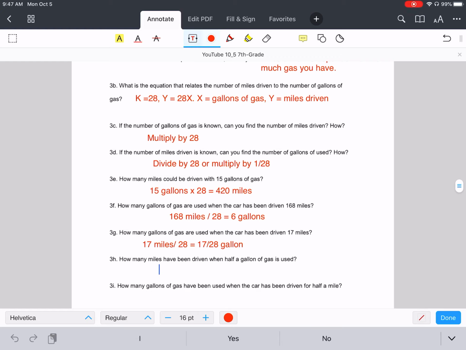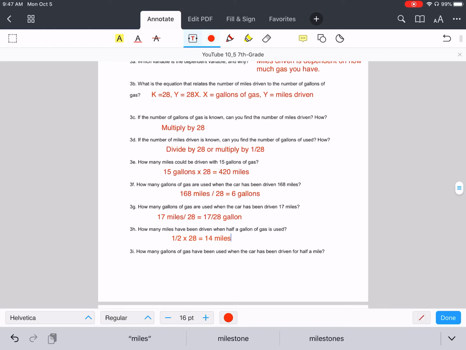How many miles have been driven when half a gallon of gas is used? So we're doing 1/2 times 28. So half a gallon multiplied by 28 miles per gallon. That will equal 14 miles, because half of 28 is 14.